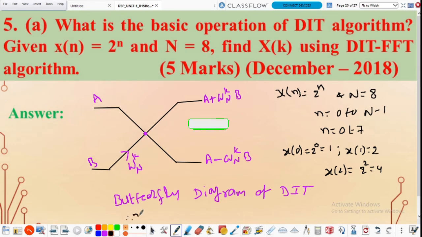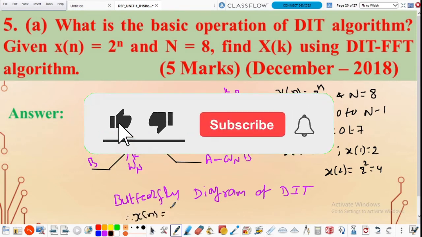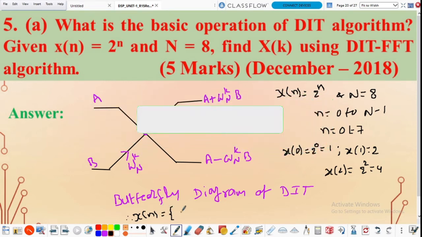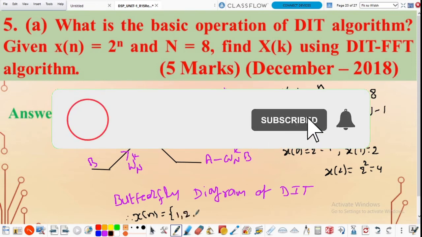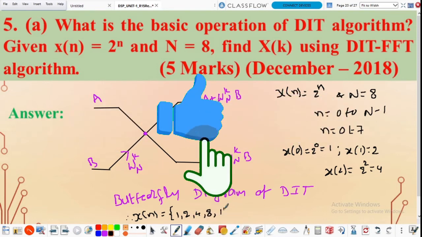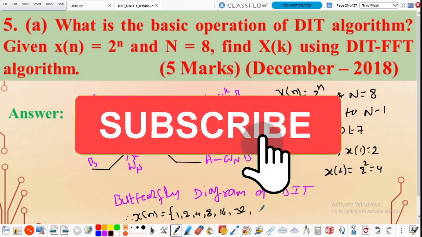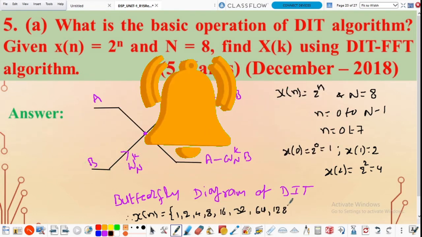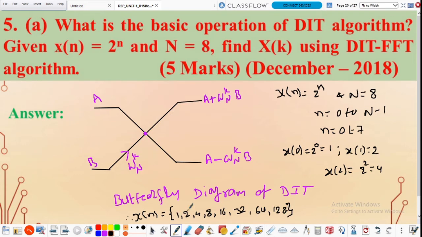Therefore x of n is equal to 1, 2, 4, 8, 16, 32, 64, 128. So this is the x of 0 value, this is x of 1 value, this is x of 2, x of 3, x of 4, x of 5, x of 6 and x of 7 value. So this is the given sequence x of n.